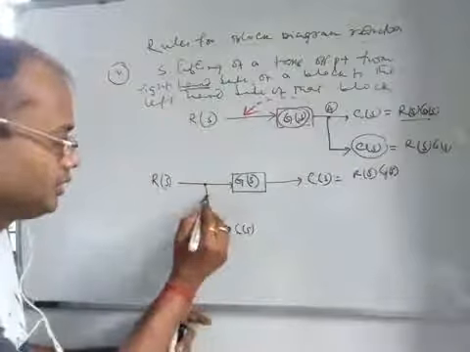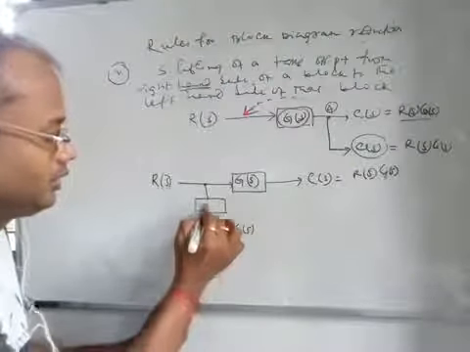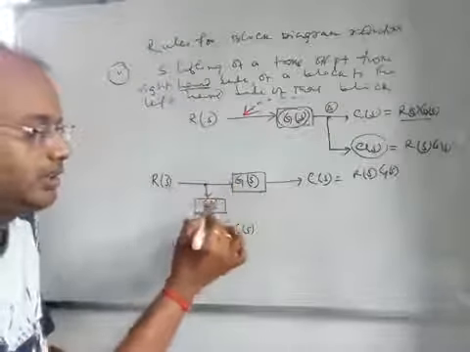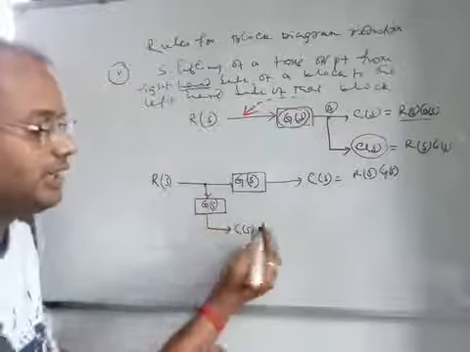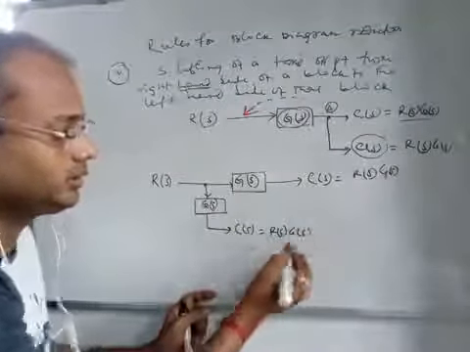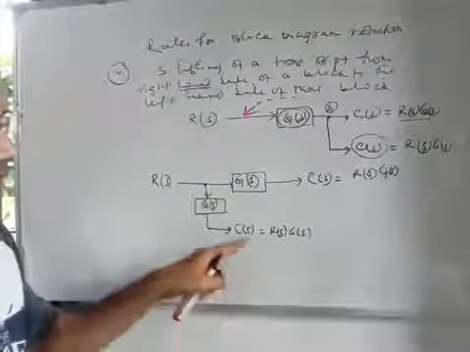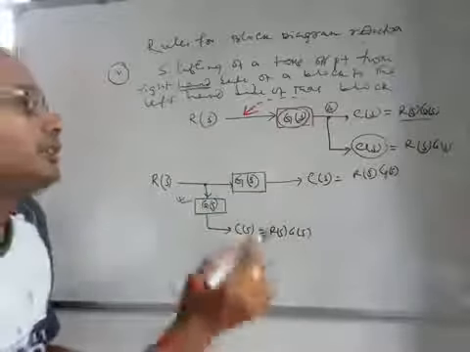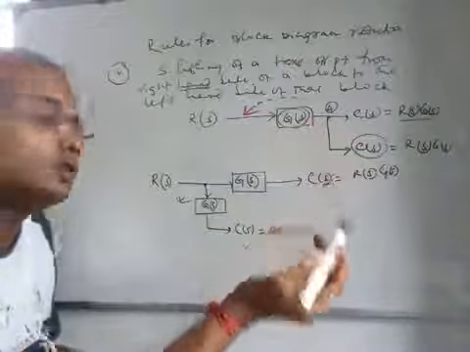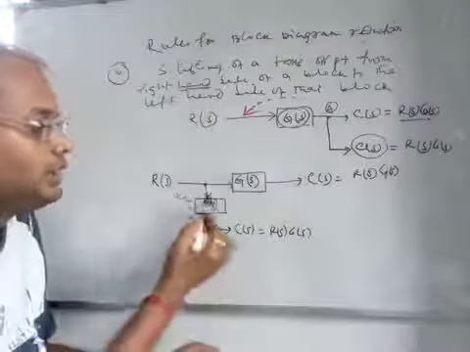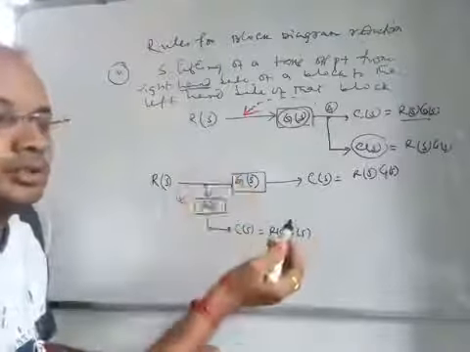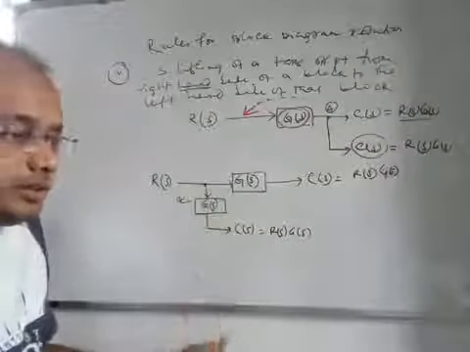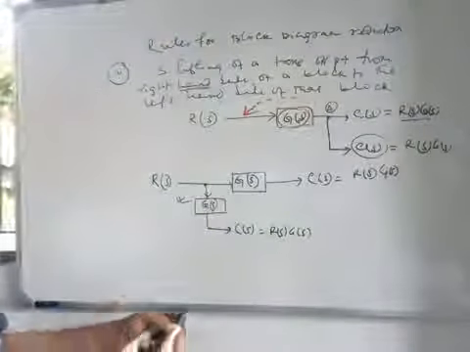So what you have to do? You have to multiply, because here the signal is R, this signal GS is multiplied with R, so here we'll get RS into GS, right? So CS is equal to RS into GS. So that is the rule. Whenever you are shifting a takeoff point from the right hand side of that block to the left hand side of that block, you have to incorporate the gain of that block in the path, right? So this is the rule, another rule, and two more rules are there which are very important.